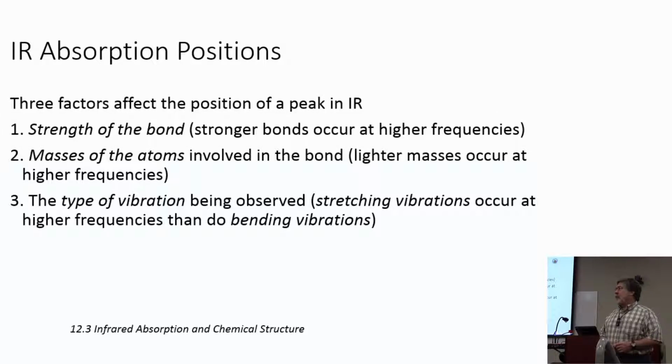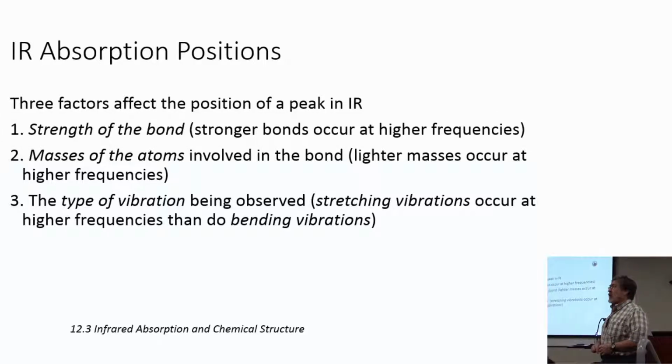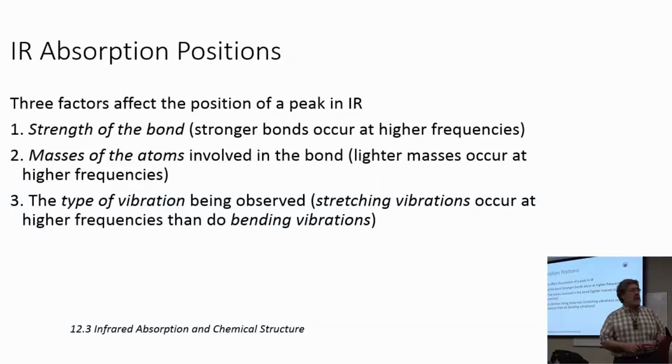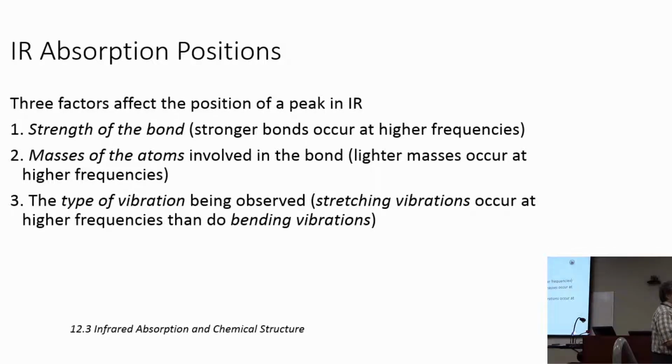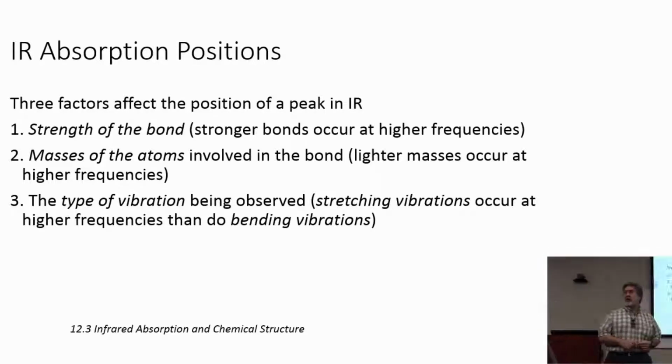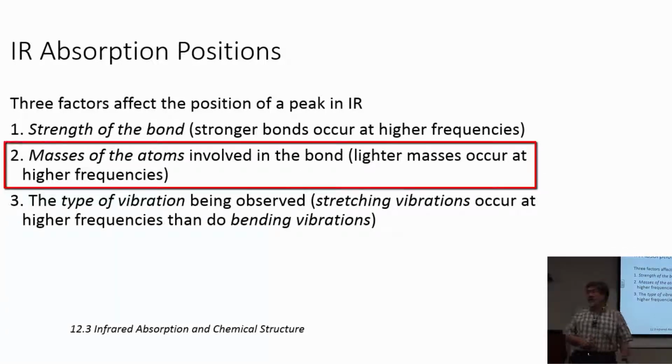Okay? Carbon-oxygen double bond is stronger than a carbon-oxygen single bond. And that's why it appears at about 1,700, while the CO single bond appears at about 1,000. Okay? So strength of the bond matters. Also, masses of the atoms involved matter.